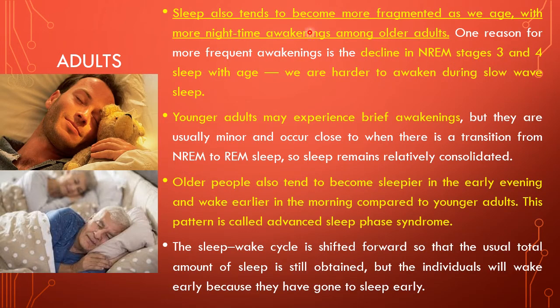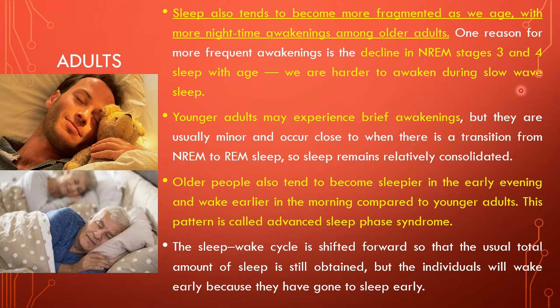Sleep also tends to become more fragmented as we age, with more nighttime awakenings amongst old adults, like I showed. This is, in theory, because there's a decline in NREM stages 3 and 4, and we are harder to awaken during slow wave sleep. So they're suggesting that the reason why you awake more is because you're not going into stages 3 and 4 anymore. Right? So 3 and 4 is really hard to wake up from, but if you're only in stage 2 and 1, it's fairly easy. So younger adults may experience brief awakenings, but it might be for a couple of seconds and then you go back to sleep.